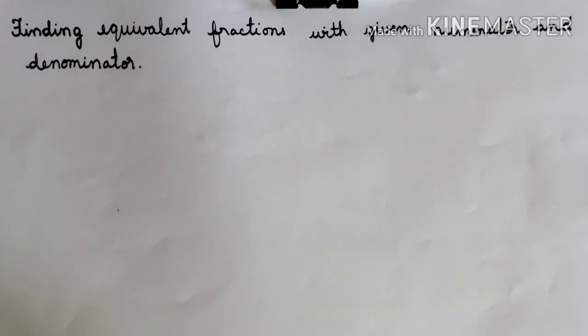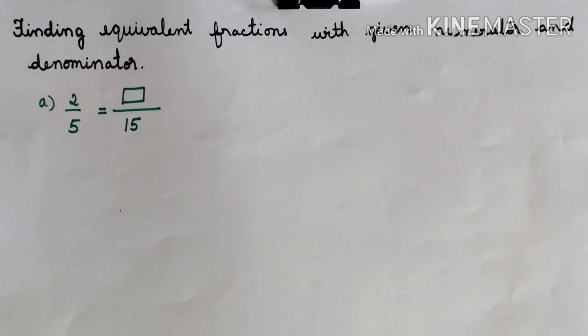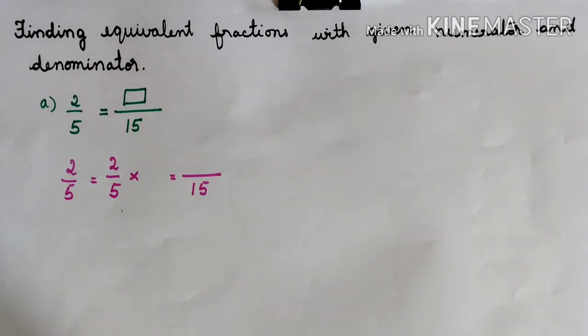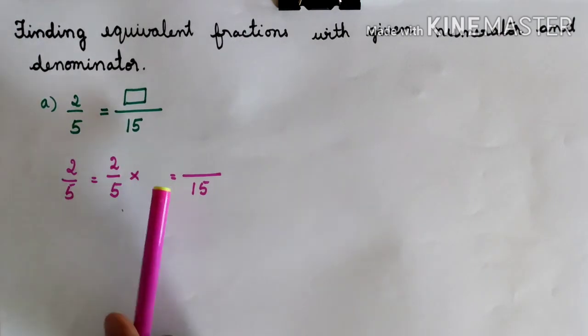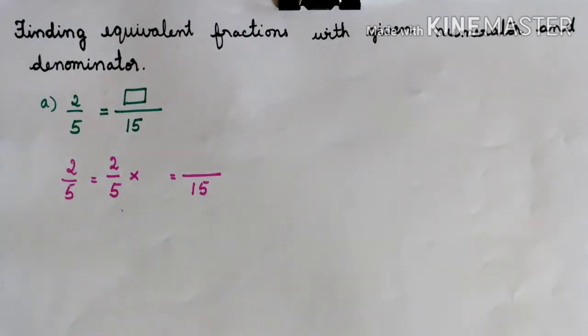Next topic is finding equivalent fractions with a given numerator or denominator. When either the numerator or the denominator is given, how to find the fraction? Let us see an example. The first example is 2/5 is equal to dash by 15. When such problems are given, first copy the first fraction, that is 2/5, and then see 5 how many times gives you 15. 5 3 times gives us 15.